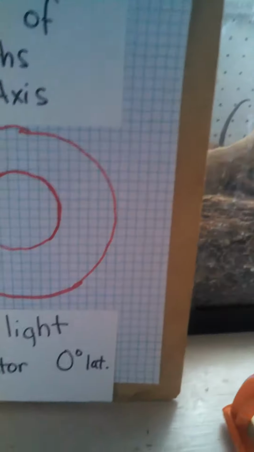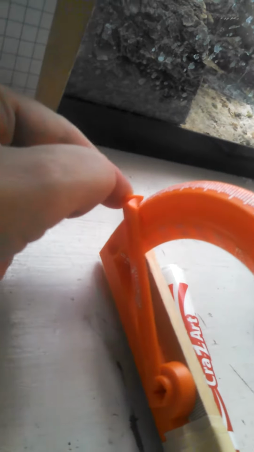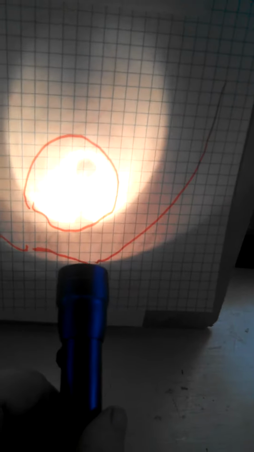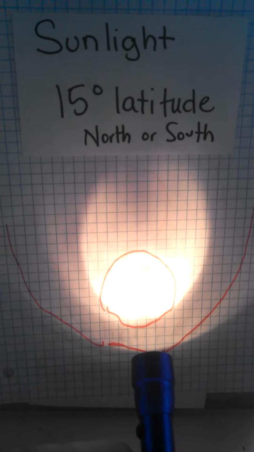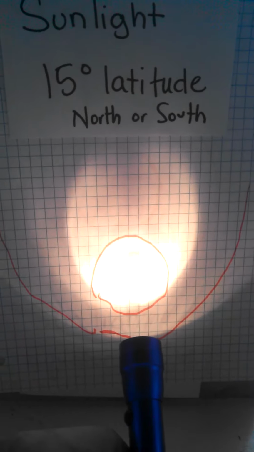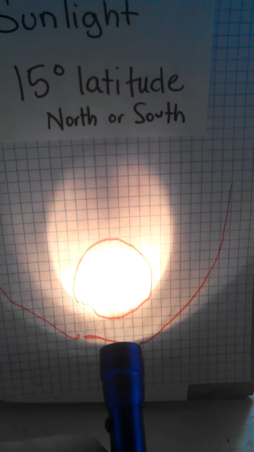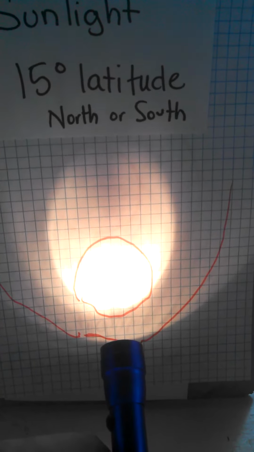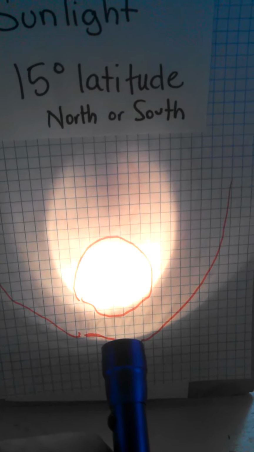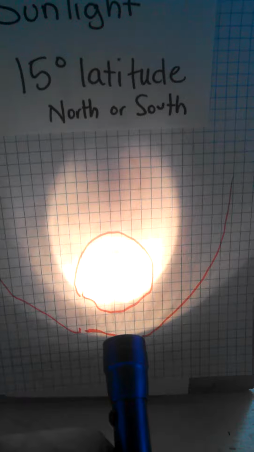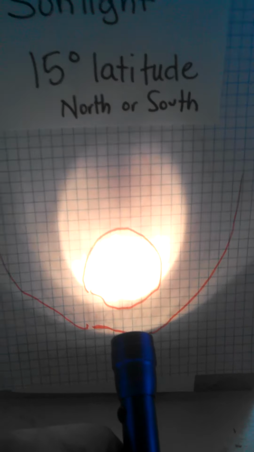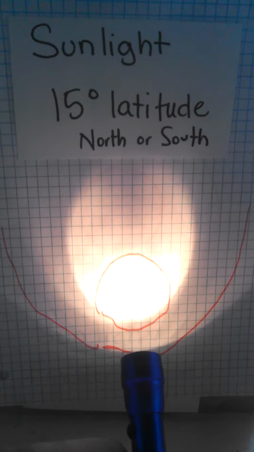Now if I adjust the angle to 15 degrees, and then I adjust my flashlight to 15 degrees at the same distance from the paper. This is sunlight at 15 degrees latitude, north or south. And I would ask the students to think about what is the difference between this picture and the last one. Is it taking up more space? Is light being more dispersed, or is it more concentrated like the last picture? So this again is sunlight at 15 degrees latitude, north or south.